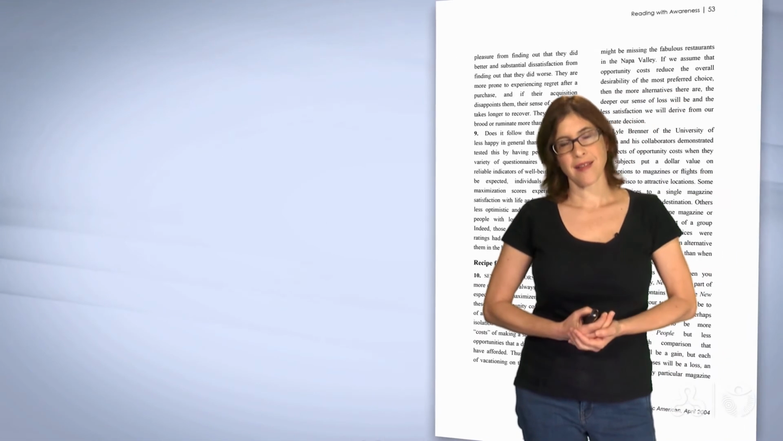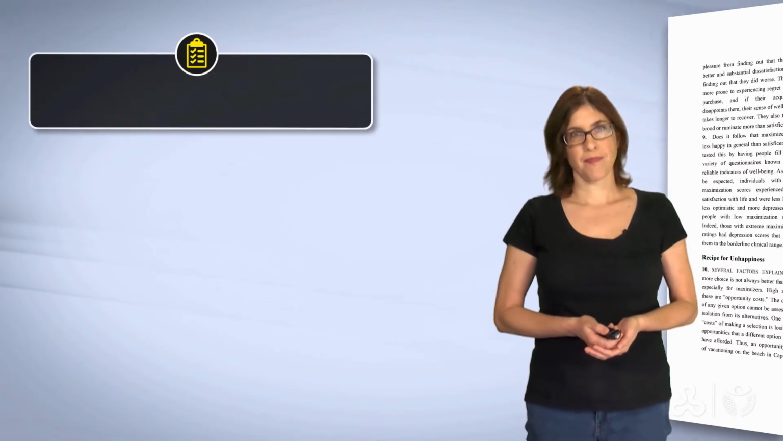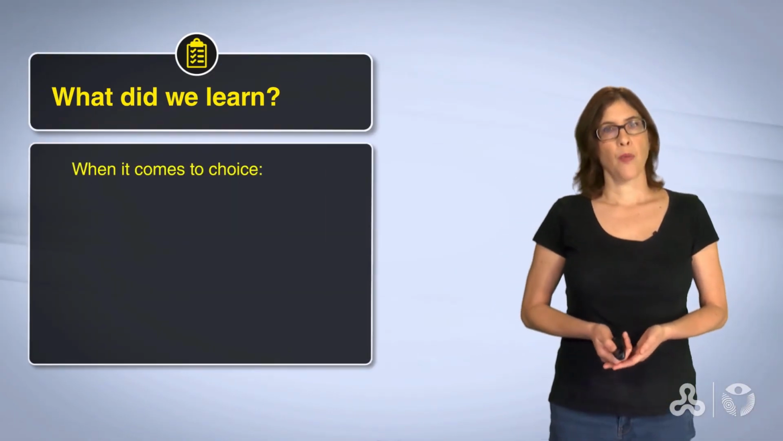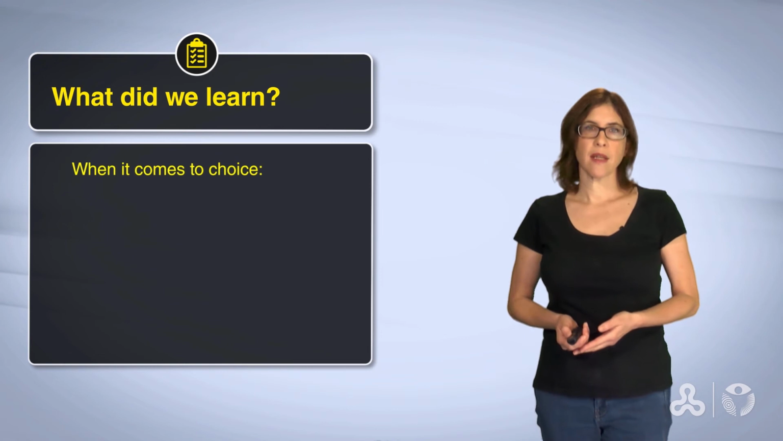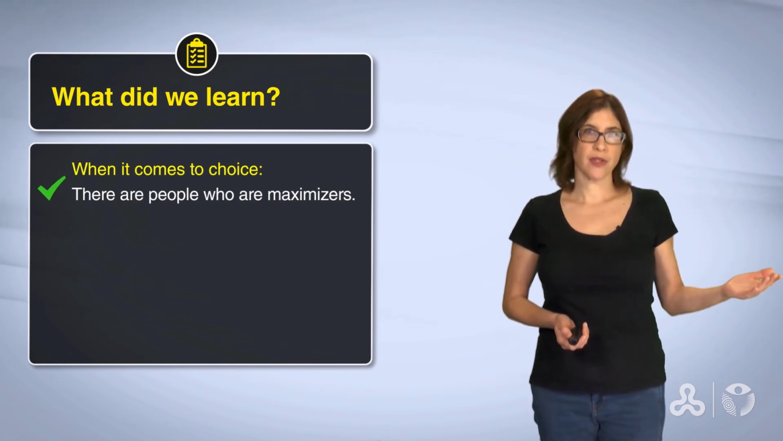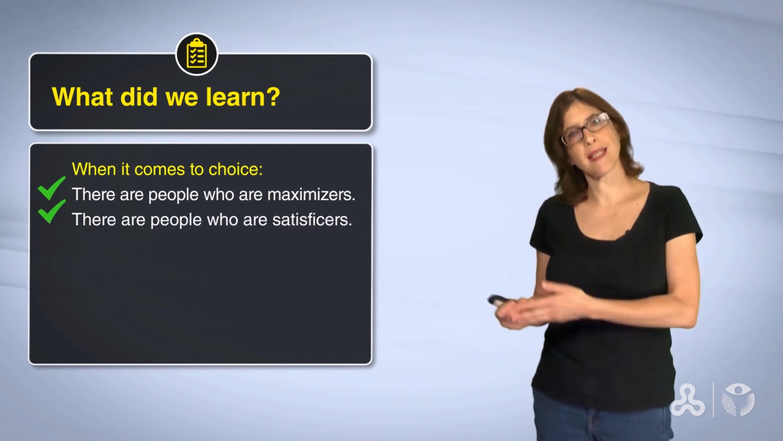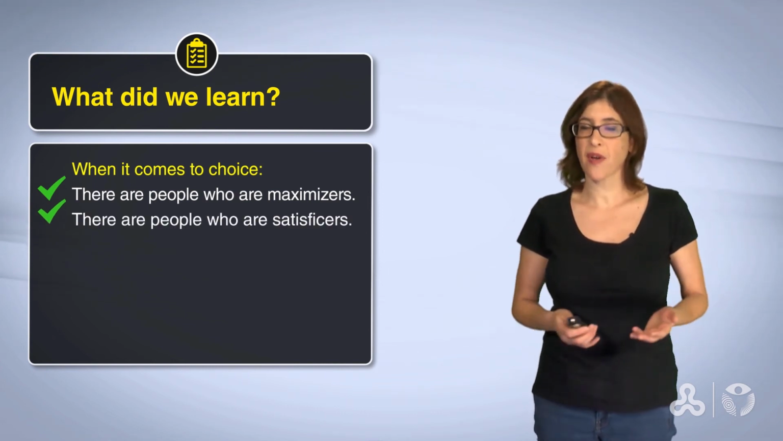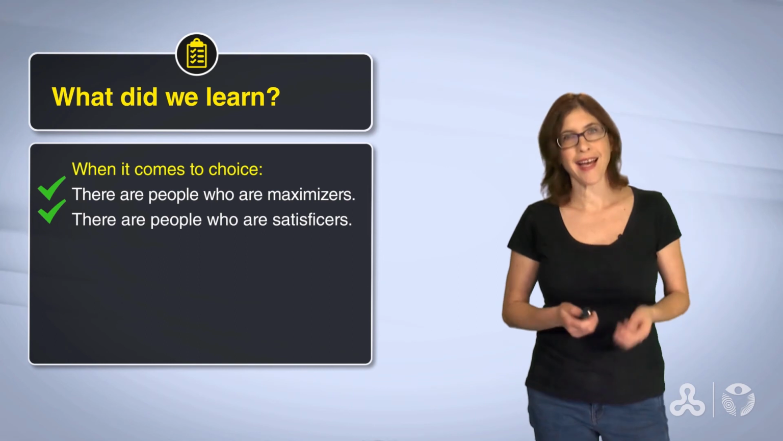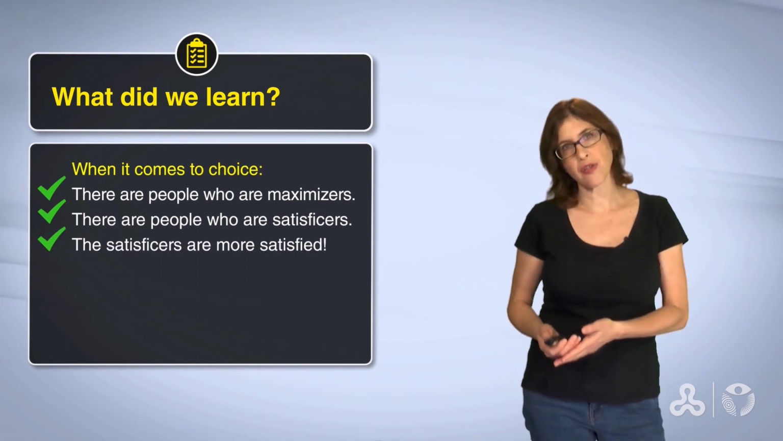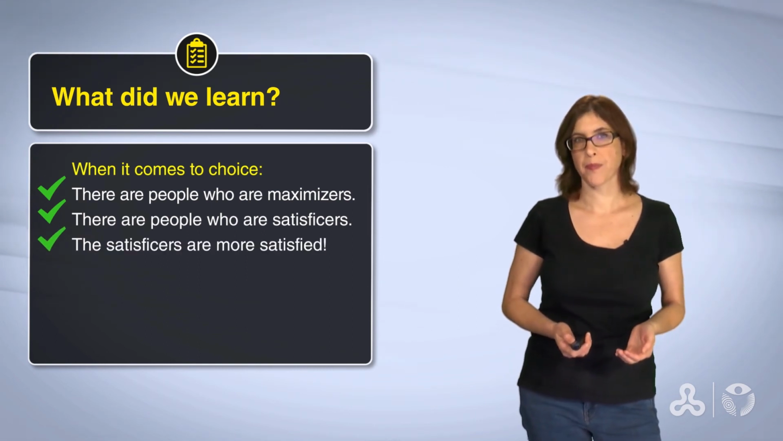So we did a lot. We are ending our lesson. What did we learn? We learned that when it comes to choice, there are people who are maximizers. They search for the best options. And there are people who are satisficers. They are satisfied with what they find. And we learned that the satisficers are more satisfied.